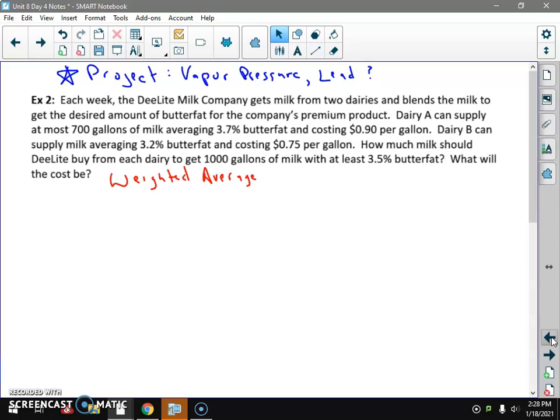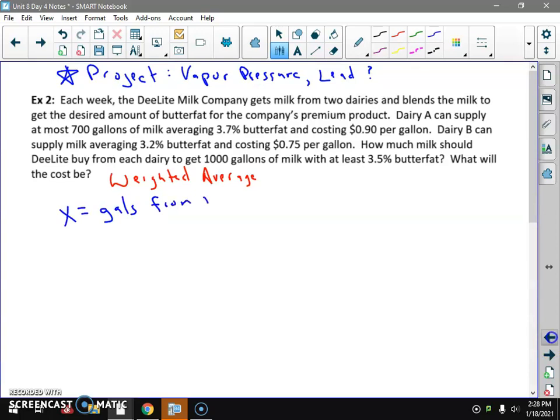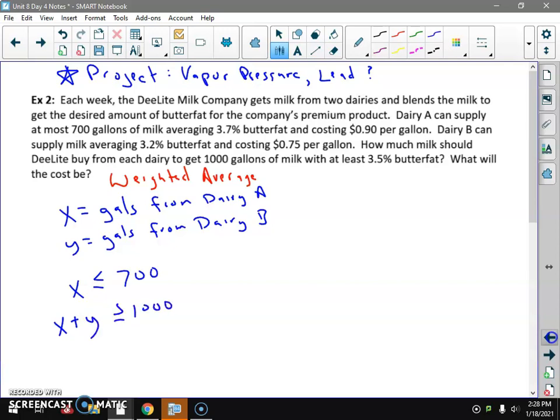So let's start with our constraints and our decision variables. X equals gallons from dairy A, and Y equals gallons from dairy B. Oh, 700, because dairy A is small, so X is less than or equal to 700. We have to make 1,000 gallons of milk. Now, we could make more, but we can't make less. So X plus Y is greater than or equal to 1,000.